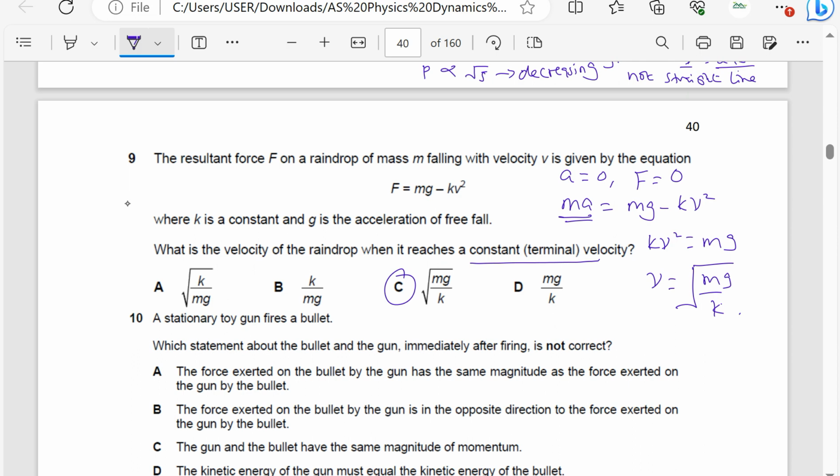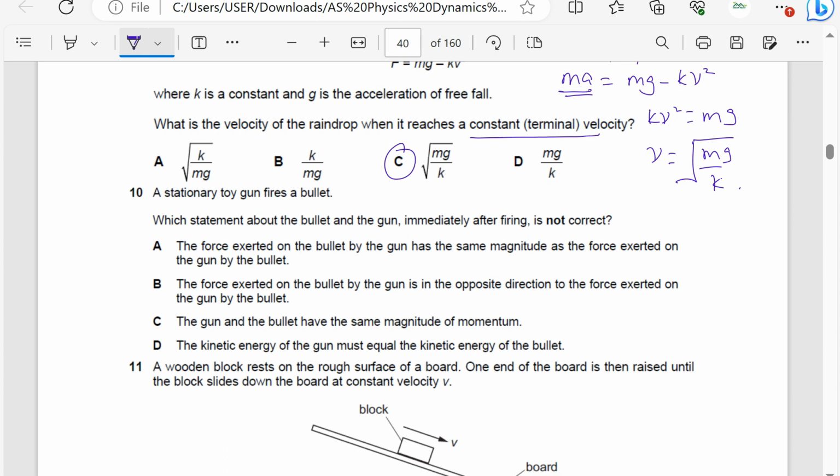If it reaches terminal velocity, the resultant force is 0, acceleration is 0, so kv squared is equal to mg, making v the subject, that will be the square root. So the answer is C. A stationary toy gun fires a bullet. Which statement about the bullet and the gun immediately after firing is not correct?